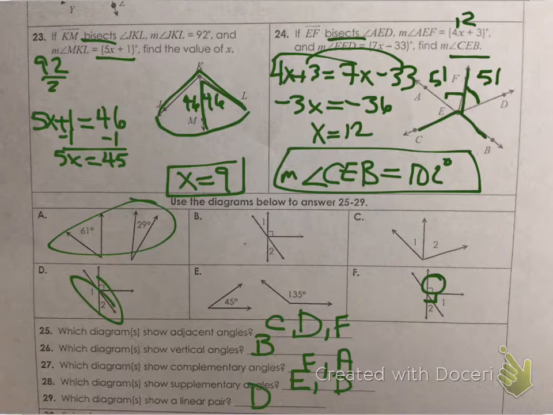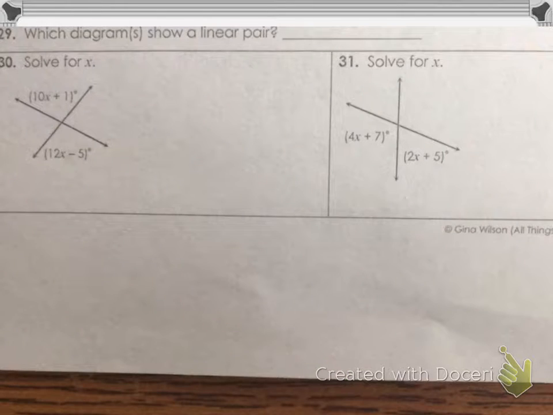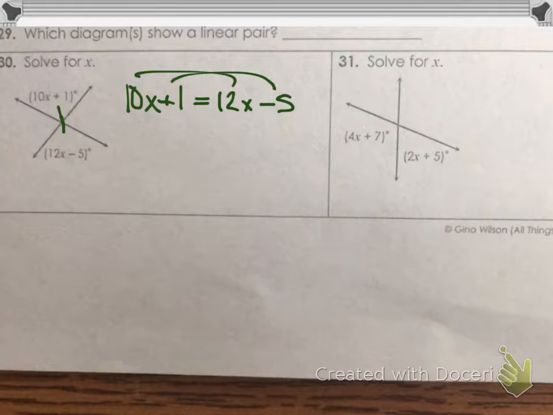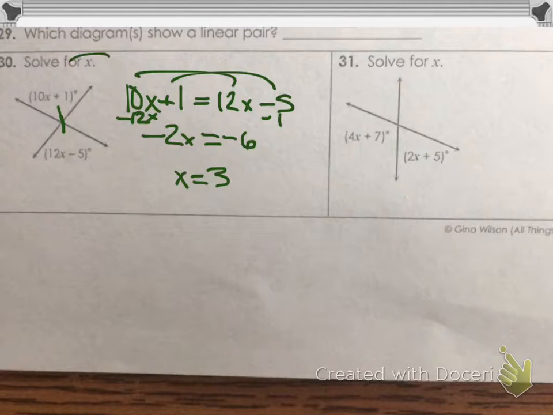Alright, so let's look at the next part. I think y'all can put up with the fact that you get a little picture of a desk there, but that's okay. Again, what are these? These are vertical angles. So 10x plus 1 is equal to 12x minus 5. Variables to the left, numbers to the right. I would get negative 2x, because minus 12x. Minus 1 would give me negative 6. Divide by negative 2 and x is equal to 3. I need to solve for x, so I'm done.